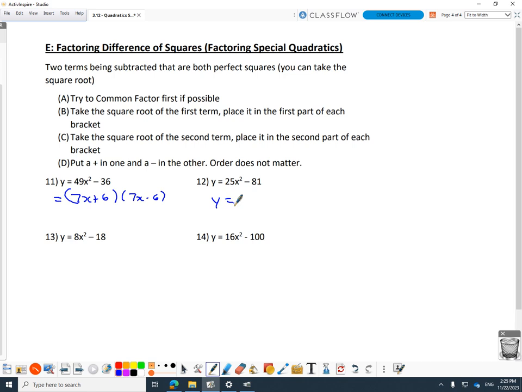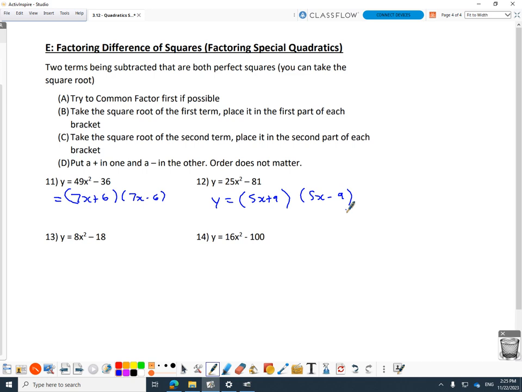How about 25? What multiplies by itself to give 25? 5. And what about 81? 9, so it's 5x plus 9 and 5x minus 9. And difference of squares is like this. People either get 100, they get difference of squares exactly right every time because they know what they're looking for, or they get 0 because they don't even know what it's asking.